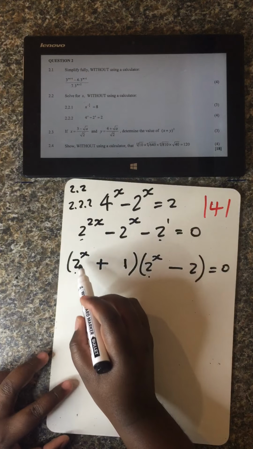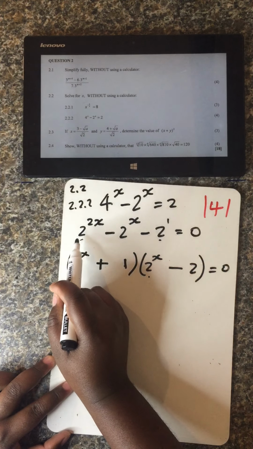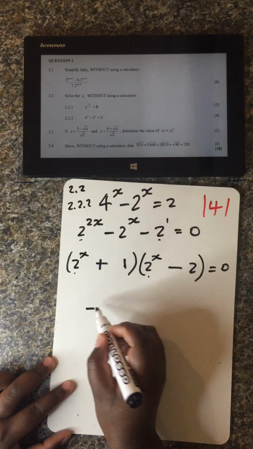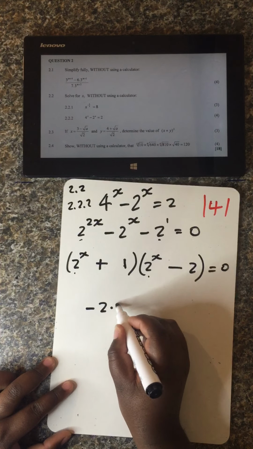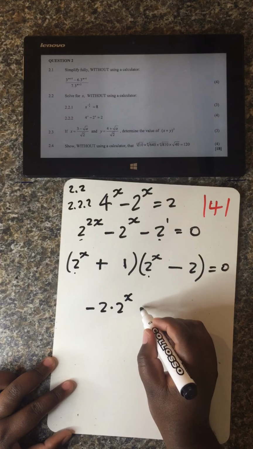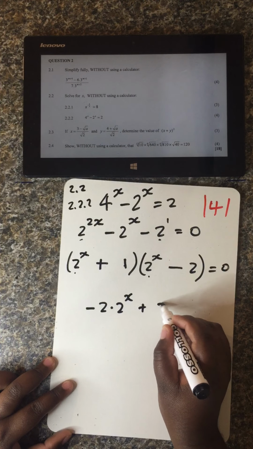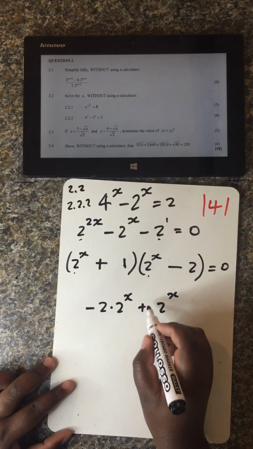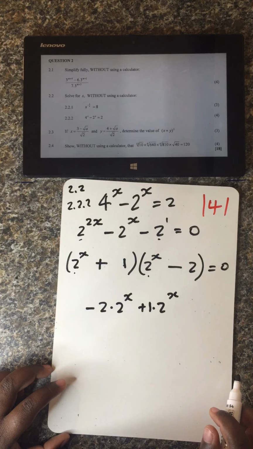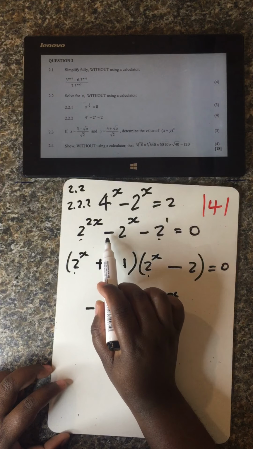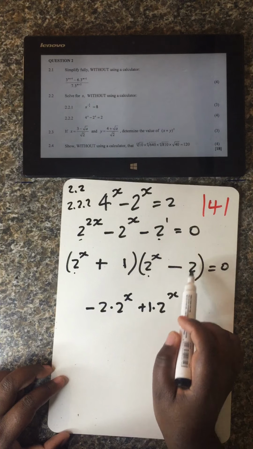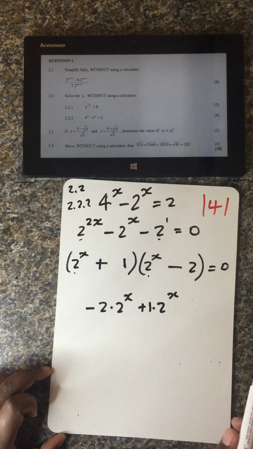Okay, so let's see. Obviously, when you multiply these two, they give you that. When you multiply this times that, it becomes negative 2 times 2 to the exponent x. When you multiply this times that, it gives you a positive 1 of 2 to the exponent x. Or I can just write it that way so that it makes sense. So ladies and gentlemen, remember, we want to see if in the middle we're going to have that term, if we've got a positive 1 and a negative 2. Very much important, ladies and gentlemen.